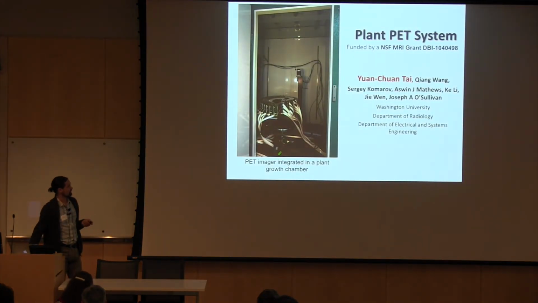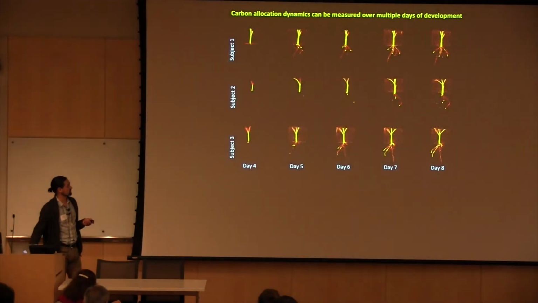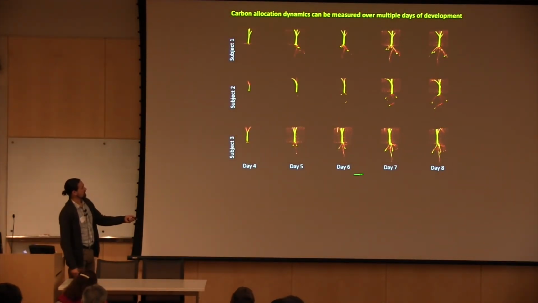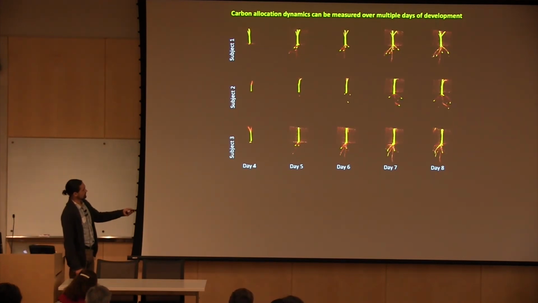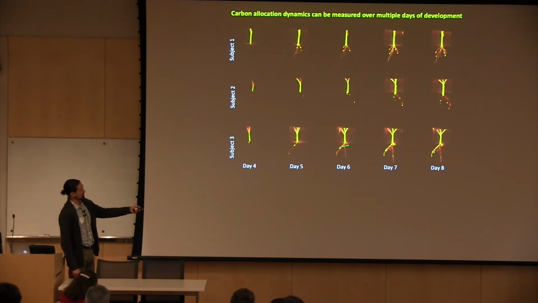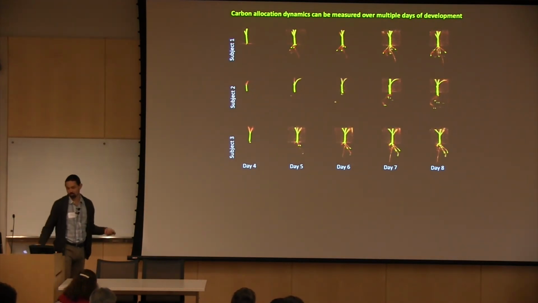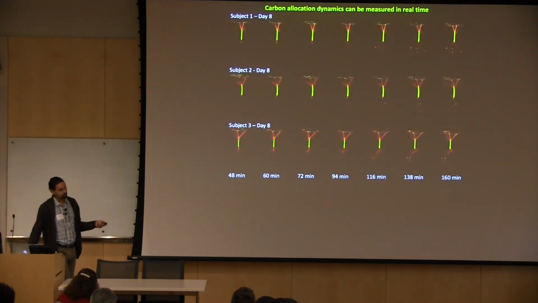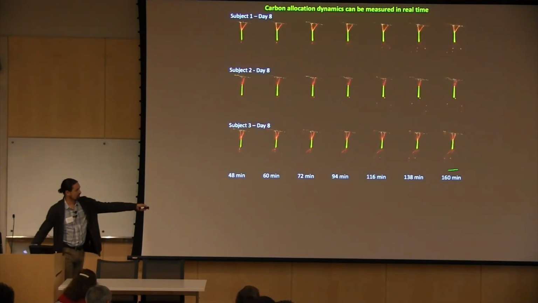So you saw this, that's Ty's plant PET system, and now we can look at not only carbon allocation and plant growth decisions over time as a function of development. So early on, there's no carbon going to the roots, and later we see that develop. These are 3 maize plants, or subjects as they're called at the med school. We can also look at this dynamically in real time.